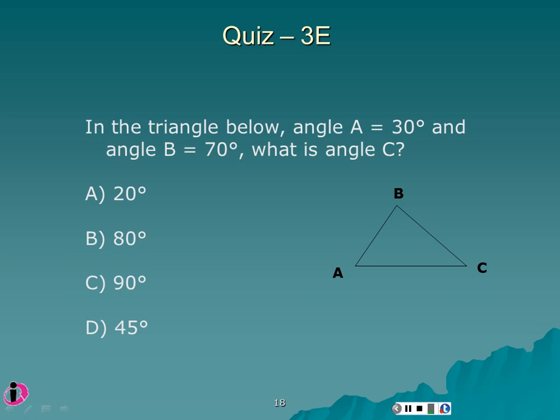Now in this question, this is not a right triangle. So you are given two angles. What is the other angle? So what is the angle C? Must be 80 degrees, right? Because the two angles add up to 100 degrees, and you are left with 80 degrees. So the angle C must be 80 degrees. So the right answer is B.